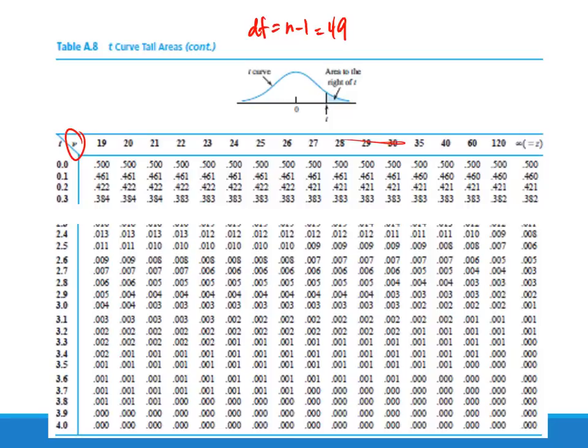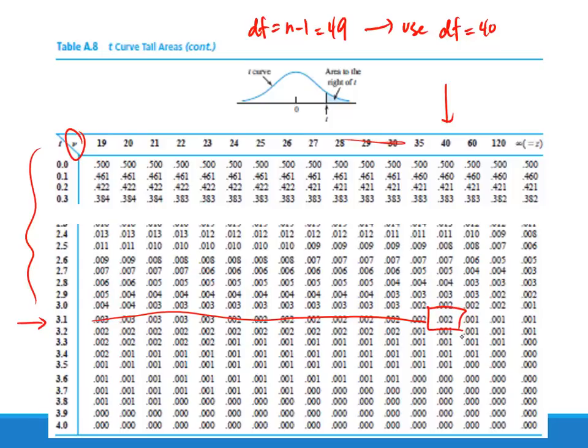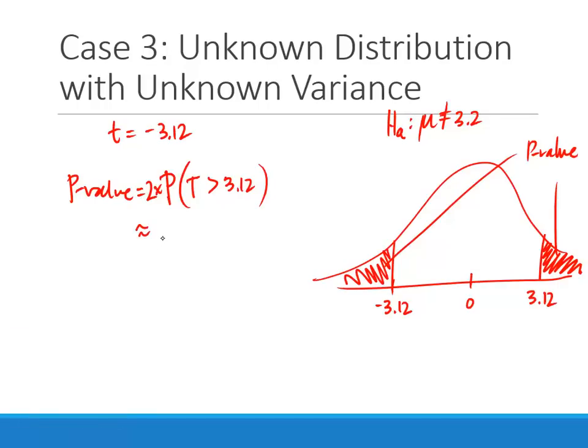So I want to find the 49 column of my degrees of freedom here. I don't see 49, so what do I do? Yeah, round down, so you can use degrees of freedom 40. So here's my degrees of freedom column. And then over here, I find my test statistic, which was pretty close to 3.1, or negative 3.1 anyway. I can trace this over and find that the probability of being larger than 3.1 is 0.002. So my p-value is approximately equal to 2 times 0.002, which is 0.004.